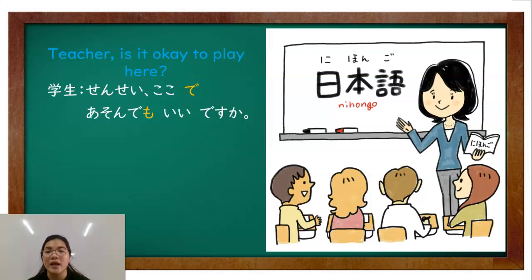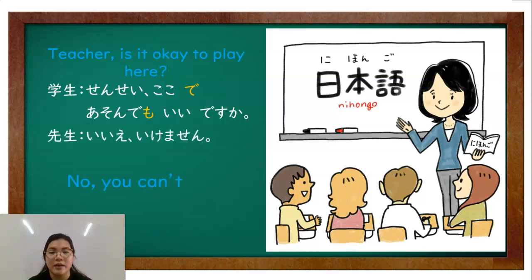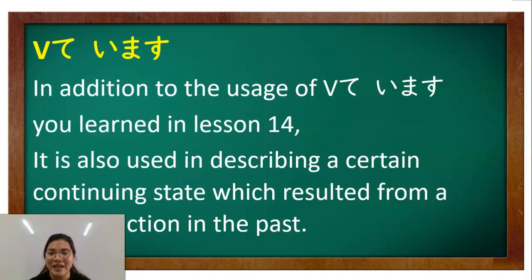Sensei, koko de asonde mo ii desu ka? Iie, ikimasen. No, you can't. Okay? So, ganun lang siya. It means hindi mo pwedeng gawin ang isang bagay, directly and precisely refusing the permission. Okay? Next, verb te imasu.